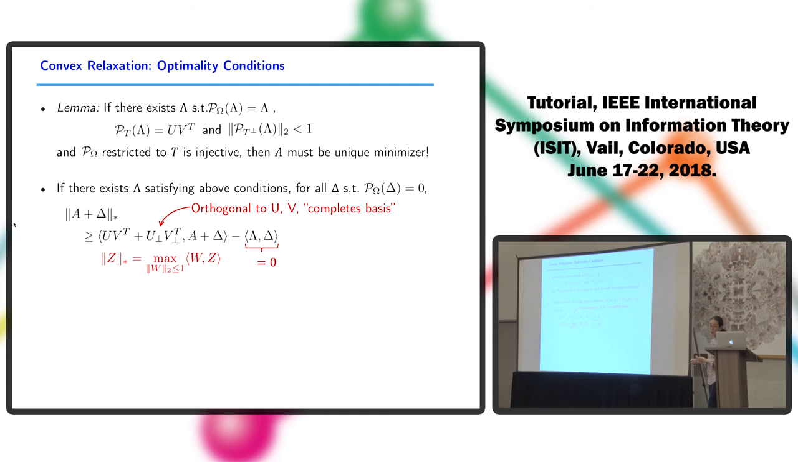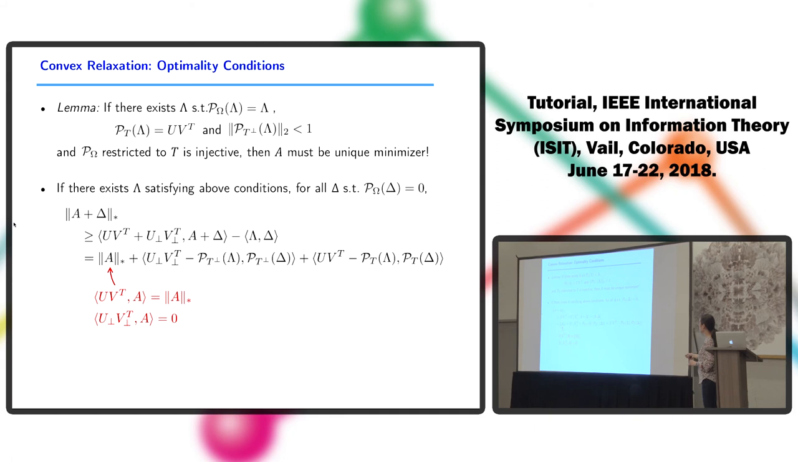And now the next step: the inner product of U V transpose with A is equal to the nuclear norm of A, so that's where this piece comes from, and the inner product with the space perpendicular to U and V will be 0. The second piece here, we're simply splitting this inner product into the part that is projected onto T and the part that's projected onto the space orthogonal to T. Because of our assumption that the dual certificate satisfied this first condition, this expression goes to 0.